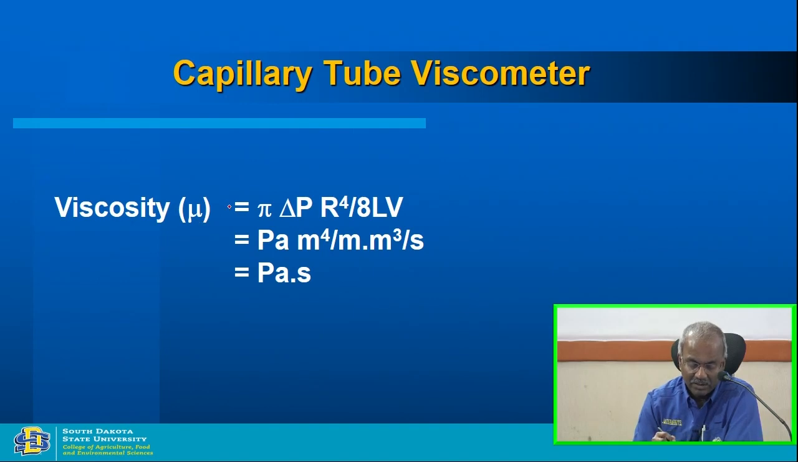Viscosity is pi times delta P times radius to the power 4 divided by 8 L V, where V is the volumetric flow rate. So delta P unit is Pascal, radius is meter, so meter to the power 4, the length is meter, and the volumetric flow rate is meter cube per second. So meter cube, meter power 4, so the unit is Pascal times second. Makes sense, right? That's a viscosity unit. That's what we got.